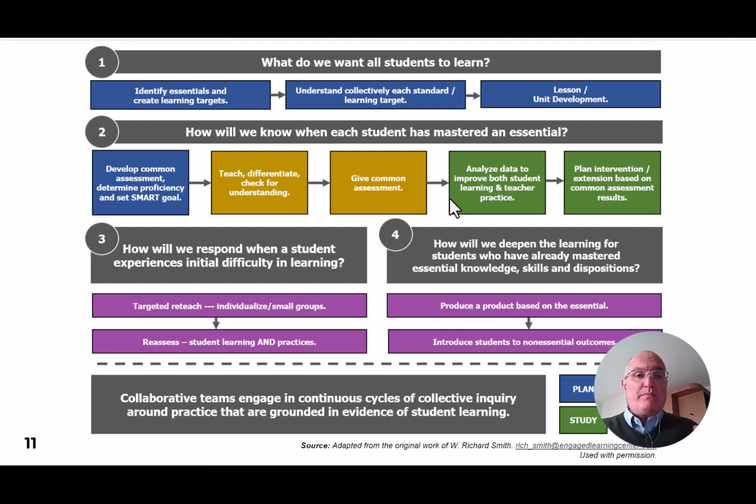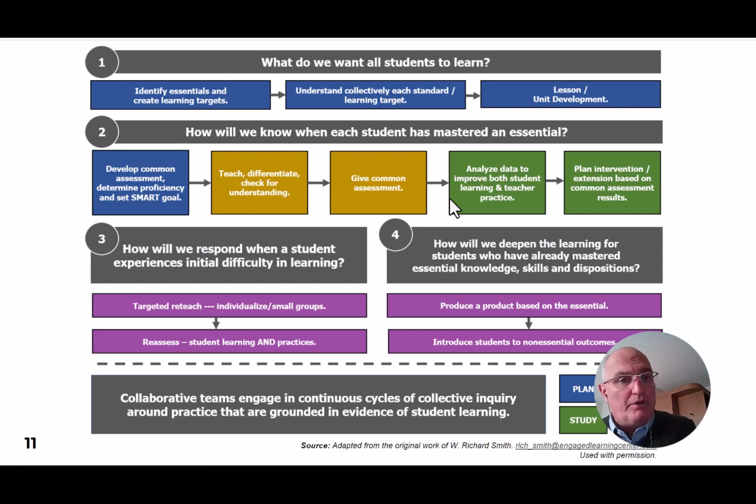Now, one of my favorite graphics articulating the right work of a collaborative team is this one. It's created by a buddy of mine named Rich Smith. And what I think makes Rich's graphic unique is he's taken the 4 critical questions of learning. Those are the gray bars that you see. And he's articulated the specific actions that teams would take if they were answering those questions together.